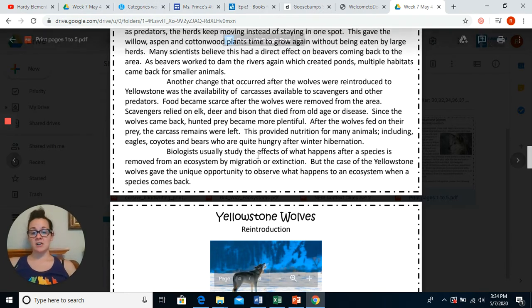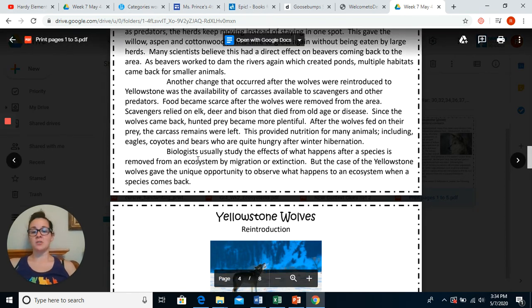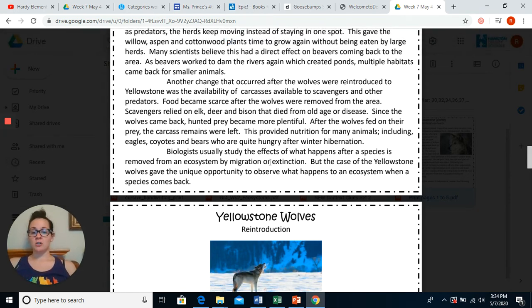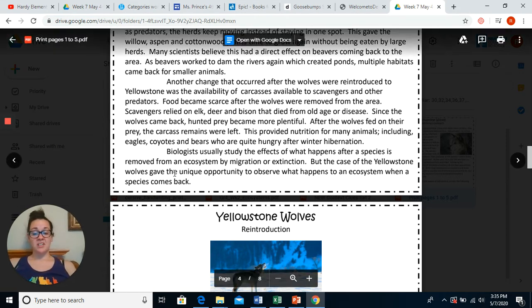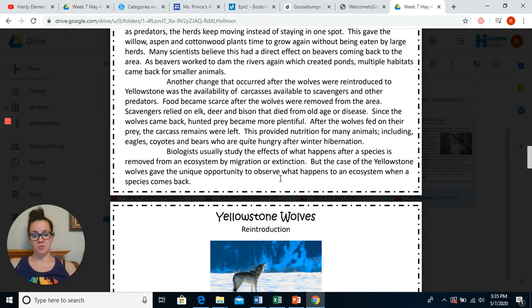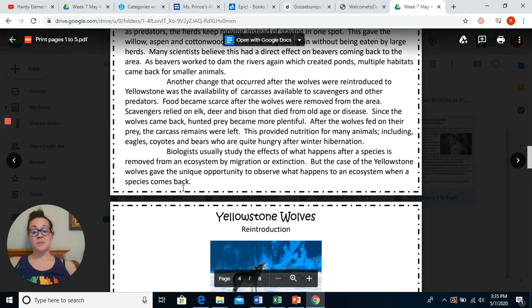Biologists usually study the effects of what happens after a species is removed from an ecosystem by migration or extinction. But the case of the Yellowstone wolves gave the unique opportunity to observe what happens to an ecosystem when a species comes back.